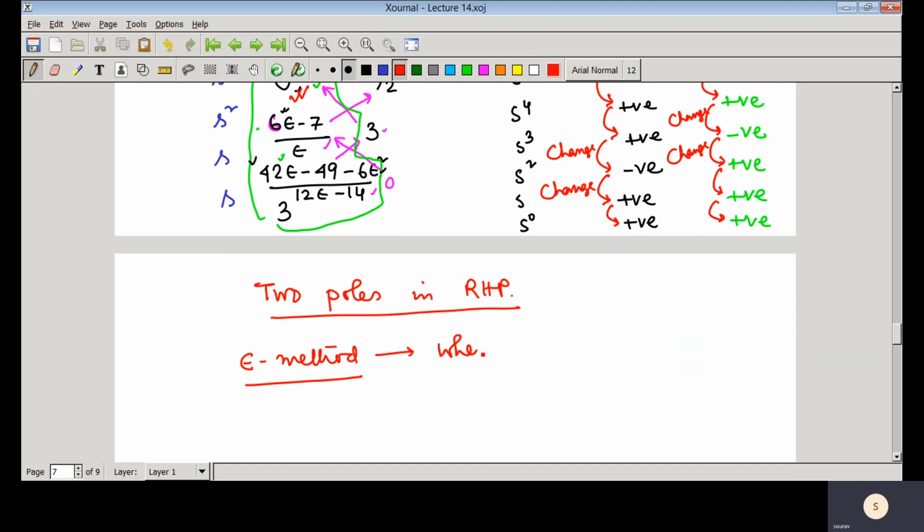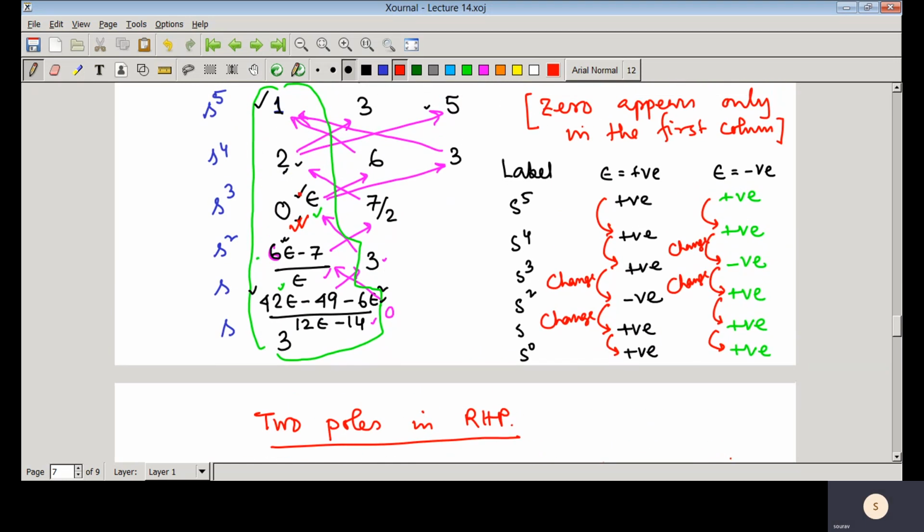So when the element in the first column becomes 0, in that case we need to replace that element by a small number epsilon, and then we need to follow the same method for building up that Routh table. Then we look at the first column of that Routh table, and we check the number of sign changes, and the number of changes is equal to the number of poles in the right half of the S-plane.